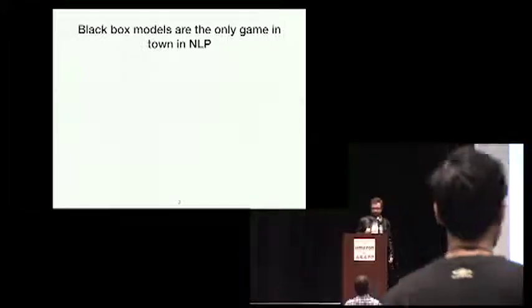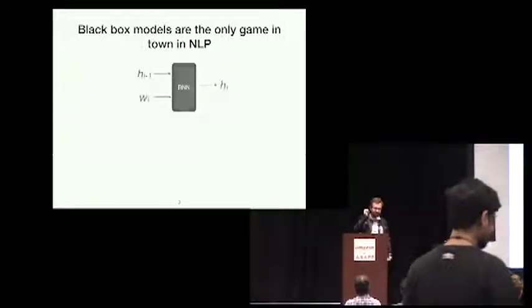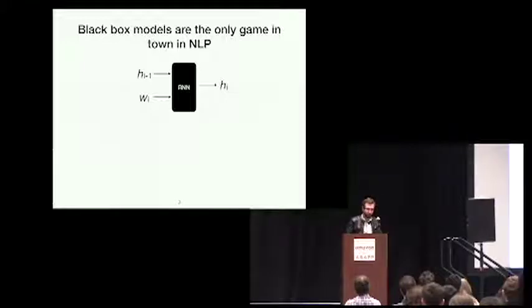So black box models such as neural networks are the only game in town in NLP at this point. For example, recurrent neural networks, this is just an example of these models. The method we're going to be presenting is not in any way specific to RNNs. It works on any incremental language model, but this is just an example.